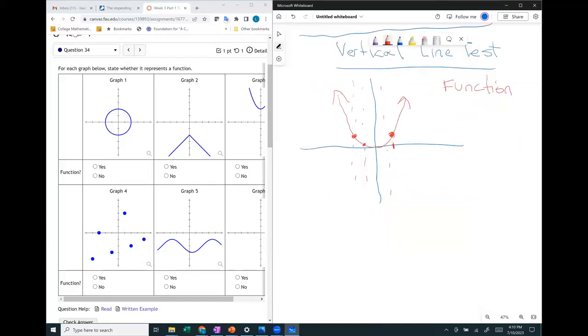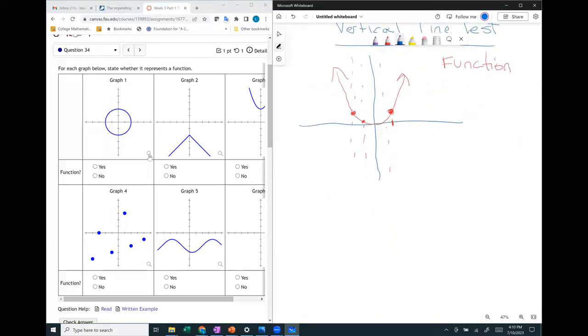What if I take the same graph and turn it on its side? Now, when I make a vertical line, notice I have 2 points that line is going through. So if a function is for every x, there's only one y, well, this value of x has two different y values. This is not a function.